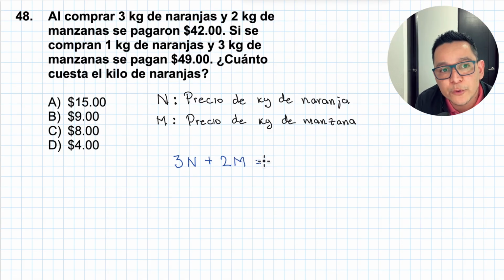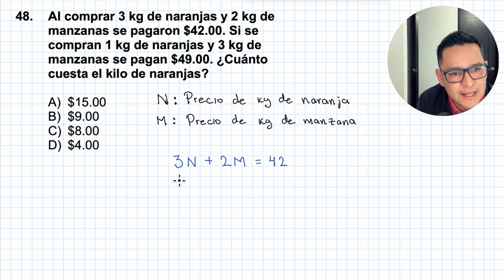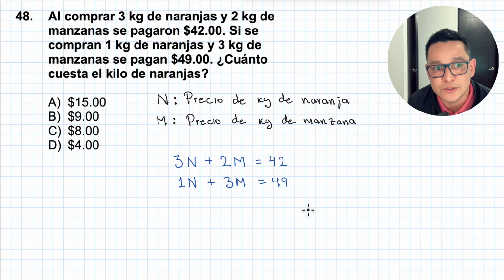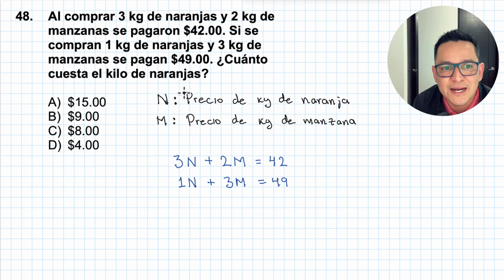In total, it says 42. So let's write a 42. Then it says, if you buy 1 kilogram of oranges, so I write an N, plus 3 kilograms of apples, 3M, in total you pay 49. All right. Now we have our system of equations set up. Is it asking for the price of a kilo of oranges? So we want to know the value of N, right? All right then, let's solve it.